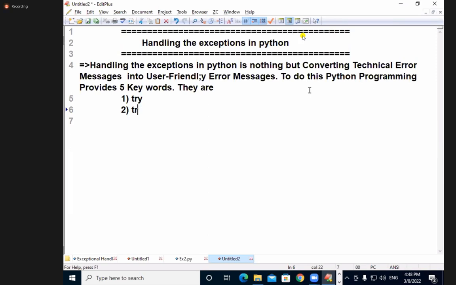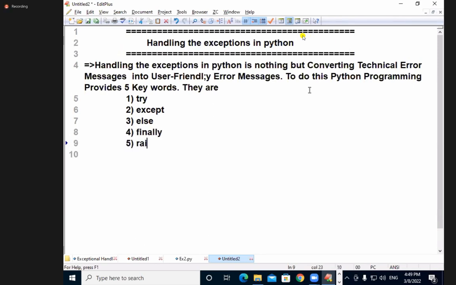Even for a joke we should not write it like this. We should always write small letters. All the keywords will be in small letters. The first is try, the second is except, the third is else, the fourth is finally, and the fifth is raise. How many keywords are there? Try, except, else, finally, raise.